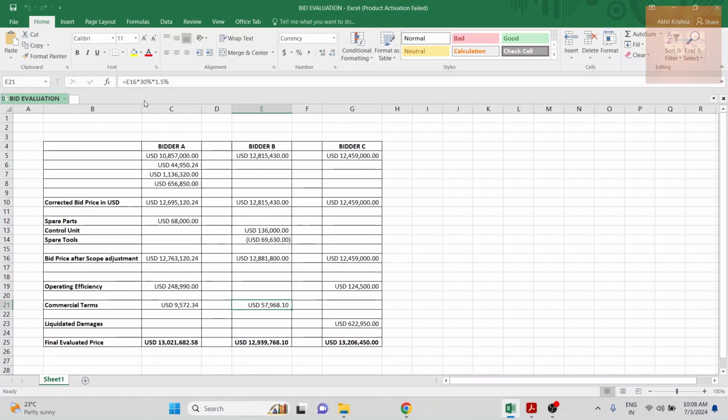So the calculation will be the total price times the extra 30% times again 1.5%. So this is added here. Bidder C didn't have any problem with the commercial terms, so nothing extra is added here. So those things are added. Next comes the liquidated damages.